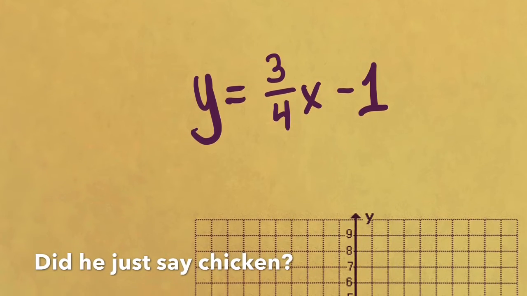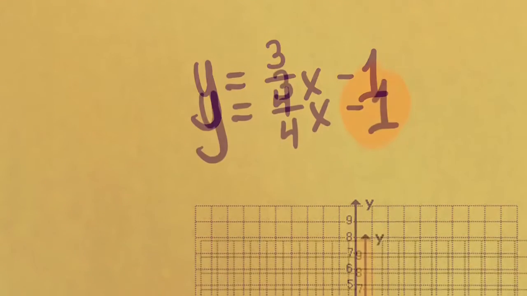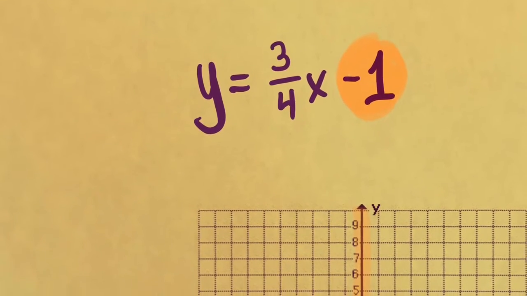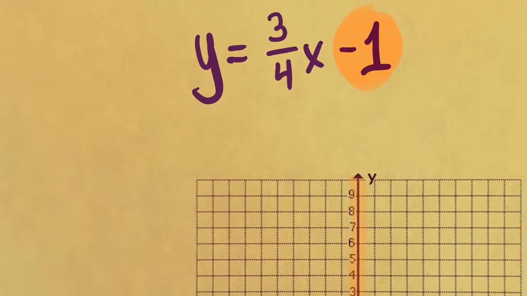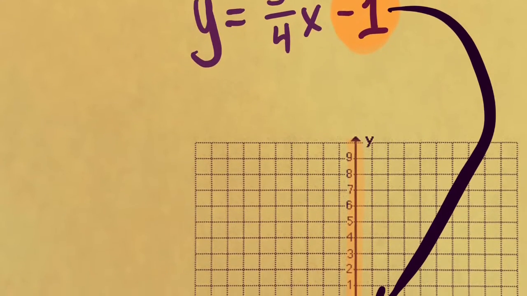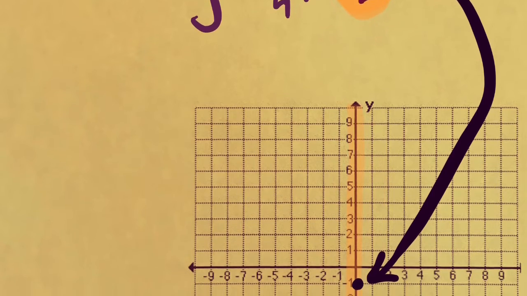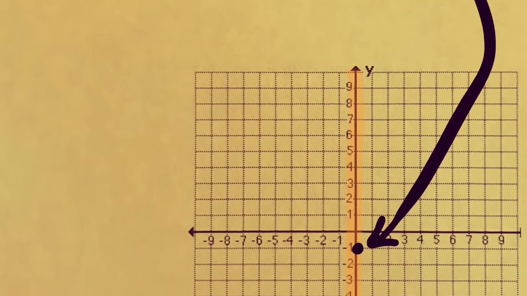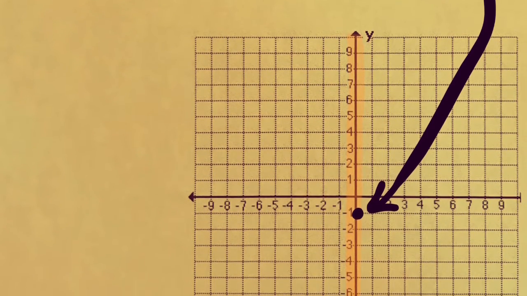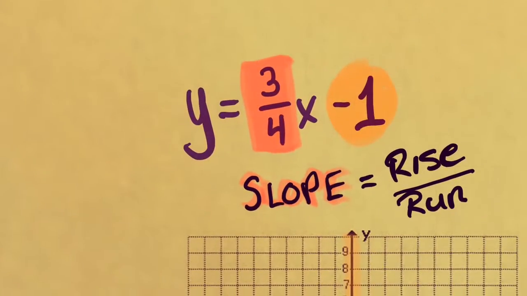Next example has a fraction for the coefficient or the slope. This actually makes life a little easier, but of course we're starting with the y-intercept. The y-intercept is negative 1. So the first thing we do is we plot negative 1 on the y-axis. From there, we're now concerned with the slope.